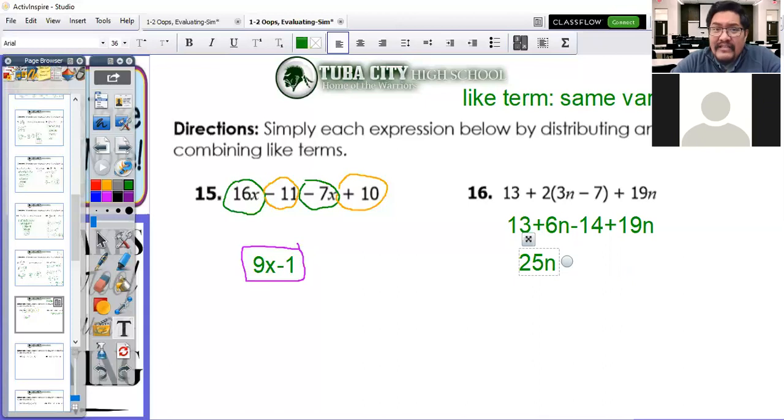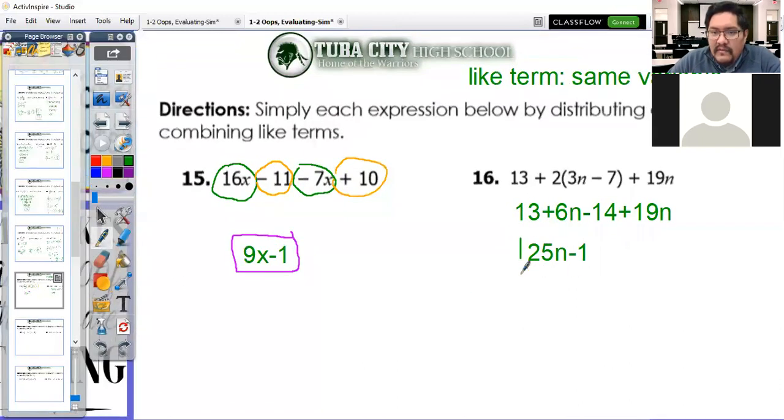Now again, you got to pay attention to the sign. So looking at the sign, and if you want to circle them, go ahead, all right? But I'm going to kind of try to draw attention to this, that this is 13 and -14. So that's like 13 minus 14, so that would be -1. So the answer to this one would be 25n minus 1. And there you go. That one is now in simplest form, simplest notation.